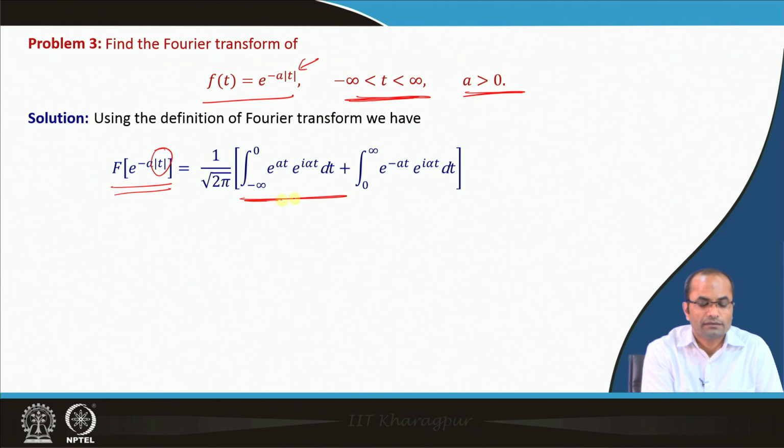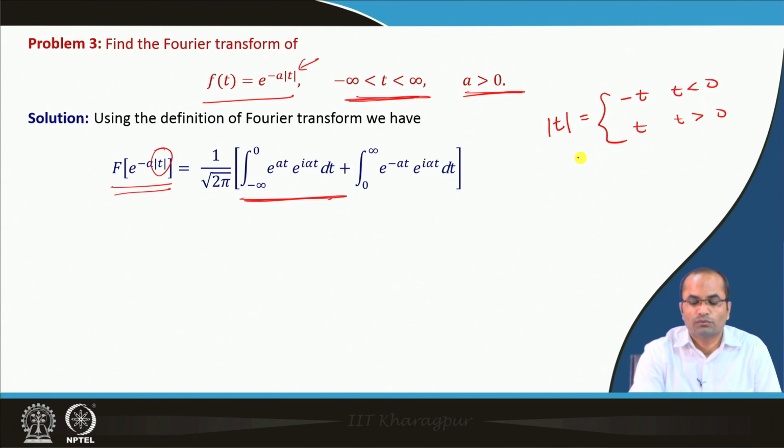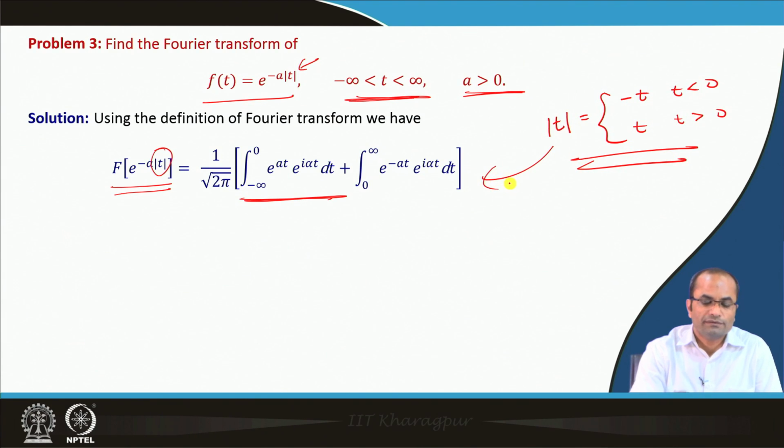So, we can break this into two portions, because when we are talking about the absolute value, if t is negative, this is like minus t, and when t is positive, this is equal to t. So, this property we can use here. In this region, minus infinity to 0, when t is negative, we will be using the absolute value of t as minus t.